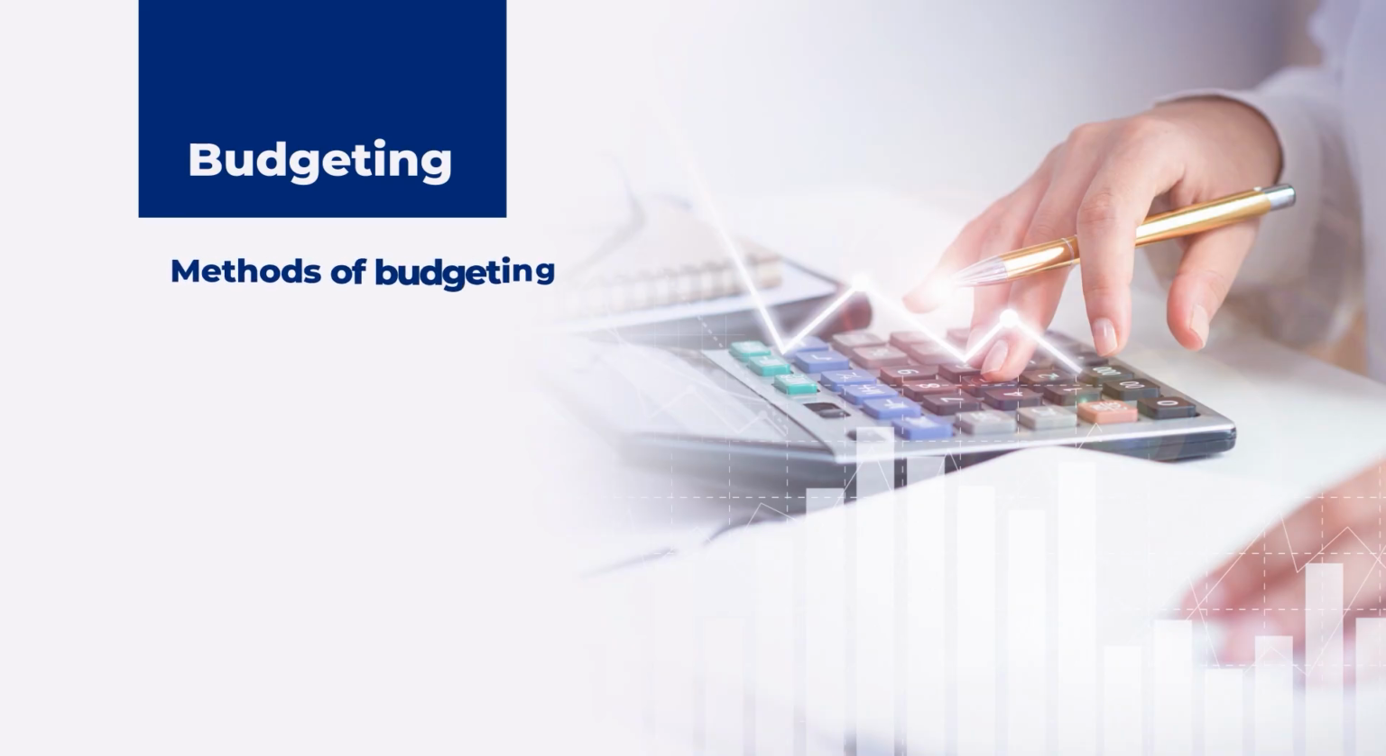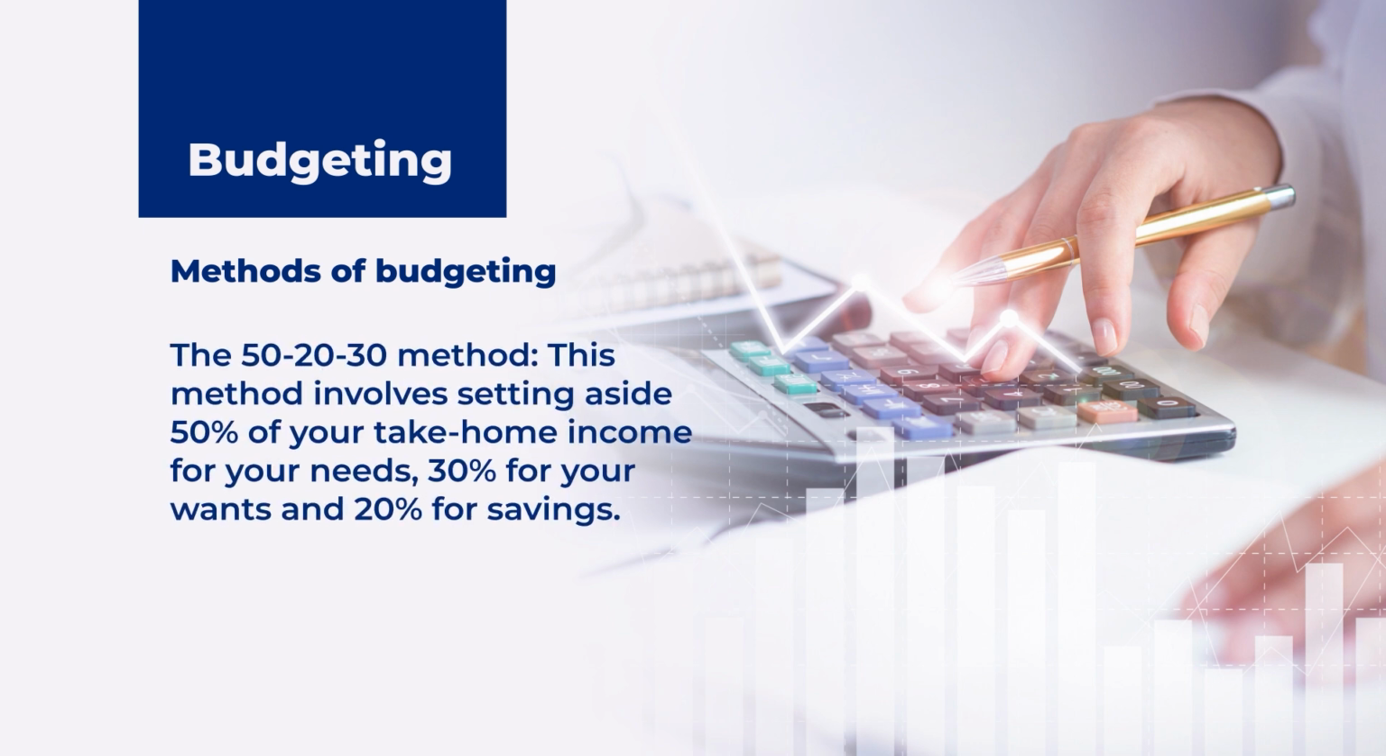So let's look at different methods of budgeting. The first is what is called the 50-30-20 method of budgeting. What this method means is that it involves setting aside 50% of your take-home income. That means your post-tax income, not your gross income, for your needs. Mark the word needs.